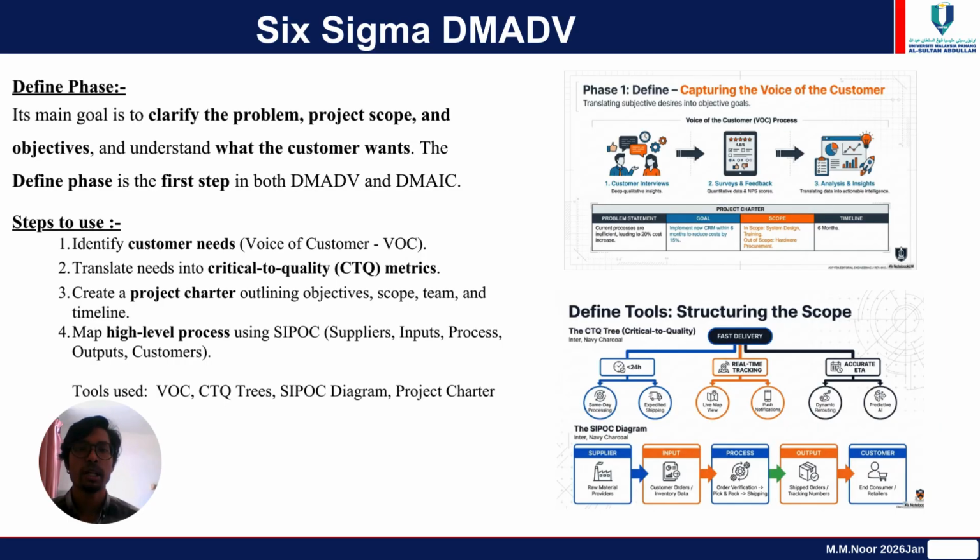The first phase is define, to clearly understand the problem, the project scope, and customer expectations. We begin by collecting the voice of the customer. This is done through surveys, interviews, and feedback. Customer needs are then translated into critical to quality characteristics, also known as CTQs. For example, if a customer wants fast delivery, we can convert it into a measurable requirement such as delivery within 24 hours.